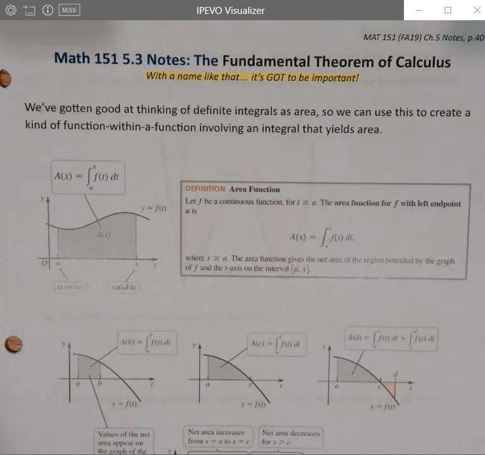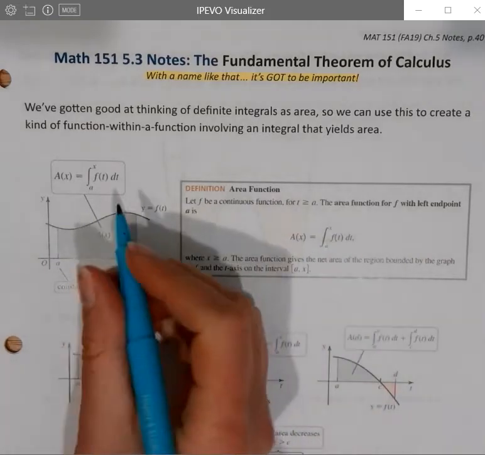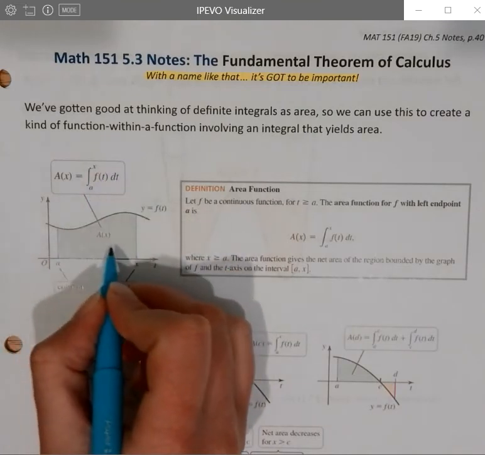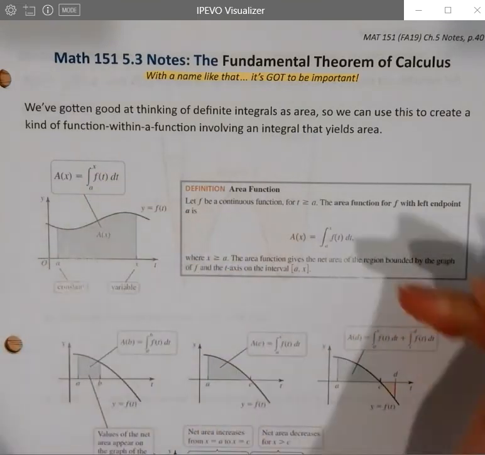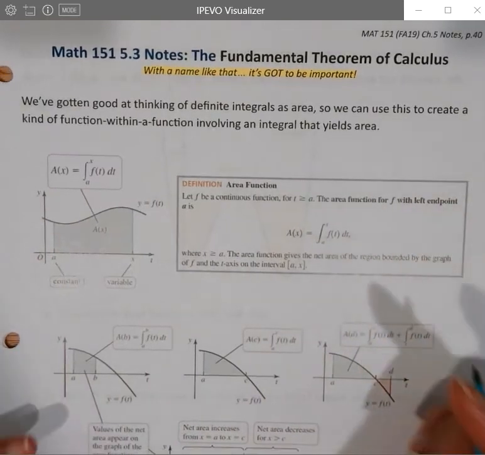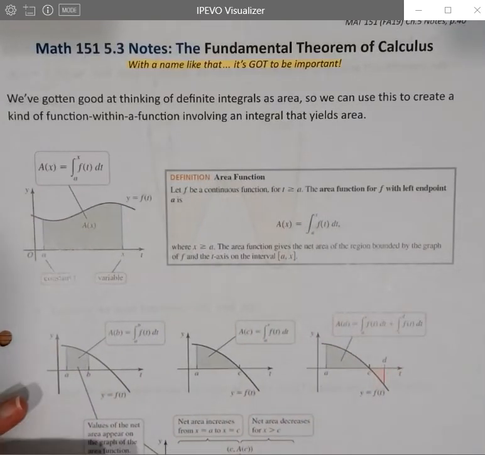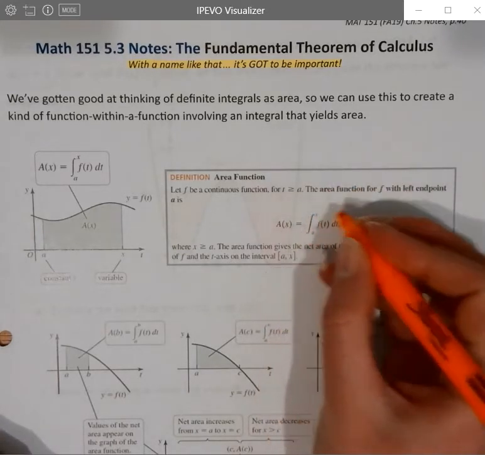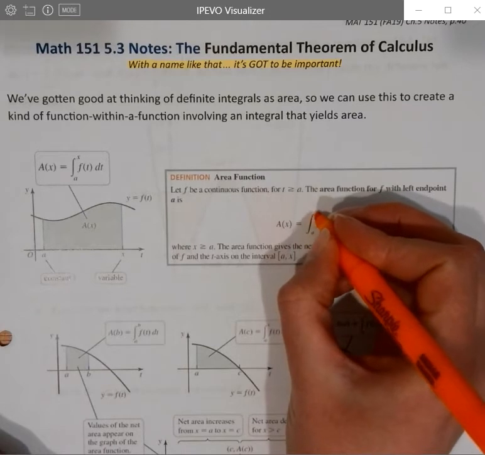Section 5.3, we're looking at the fundamental theorem of calculus. To begin, we have gotten pretty good at thinking about the definite integral as meaning the area underneath a curve. And so we're going to create a function based off of that. So we start with a definite integral that doesn't have an upper bound. So we usually integrate from a to b, but I'm going to define this from a to x.